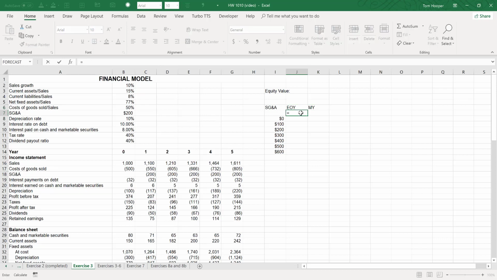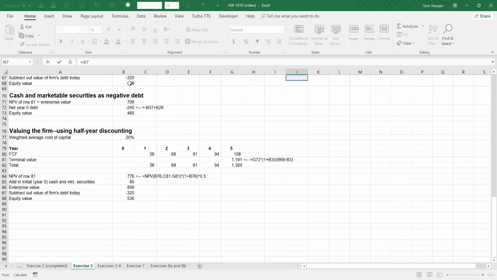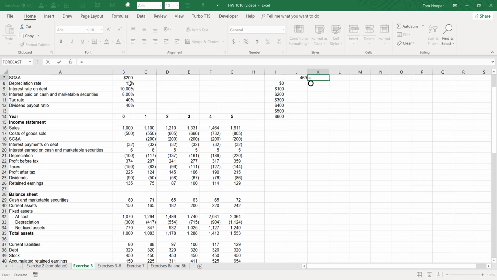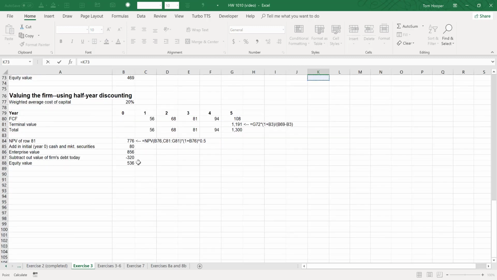I believe the end of year value for equity was 469. And the mid-year value was 536.